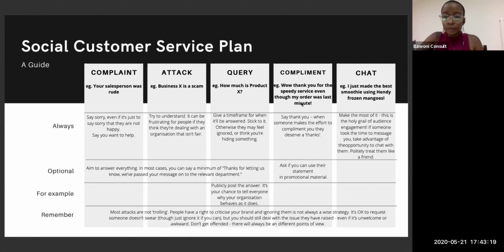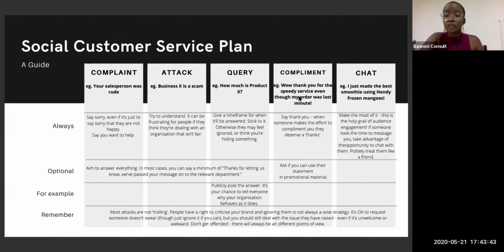So with the query, you have to give a specific time frame and stick to it. Otherwise, the customer may feel ignored, or they might think you're hiding something, or that you don't really care what your customers think. With a compliment, the compliment here is, wow, thank you for the speedy service, even though my order was last minute. So this is basically a testimonial. You can basically use this as a testimonial.